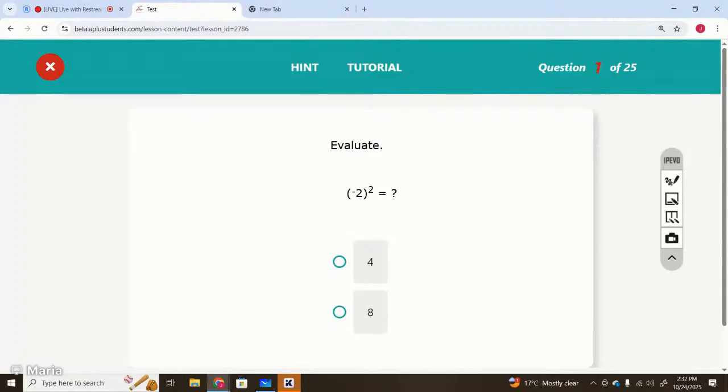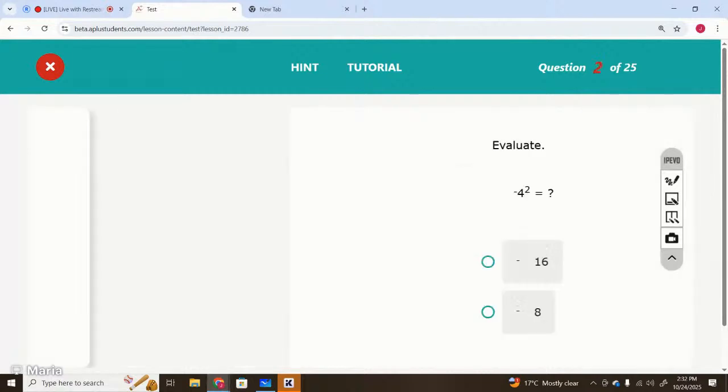Negative 2 exponent 2. Negative 2 times negative 2 makes 4. Option number 1 is the correct option.